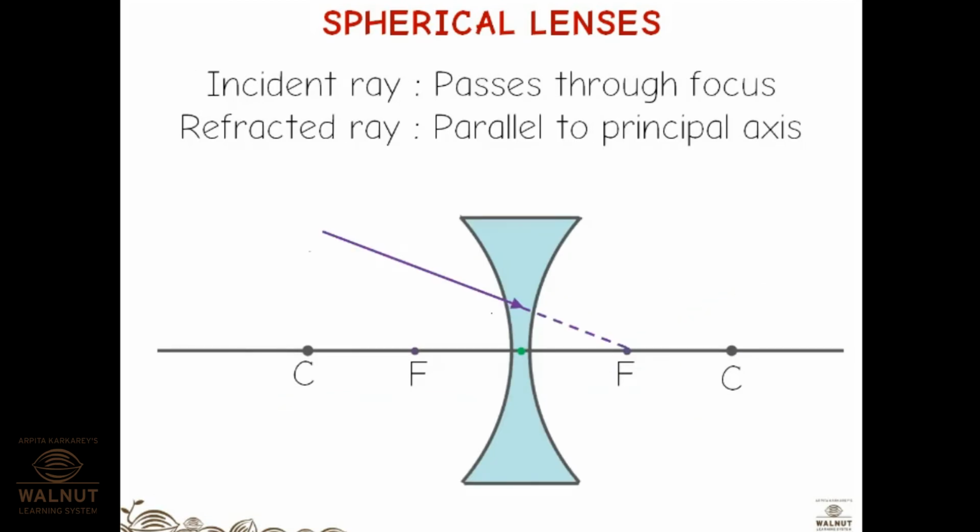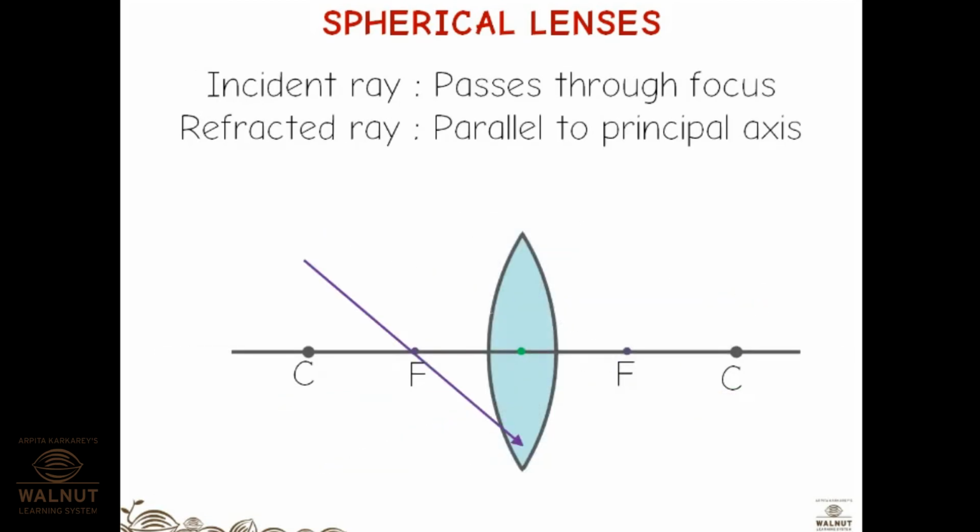And another point regarding convex lenses, the incident rays which are passing through the focus, these rays are going to come in this direction. So towards this side, if these rays are going to pass through this focus on the left side, they will be shown as refracted rays which will be parallel to the principal axis.